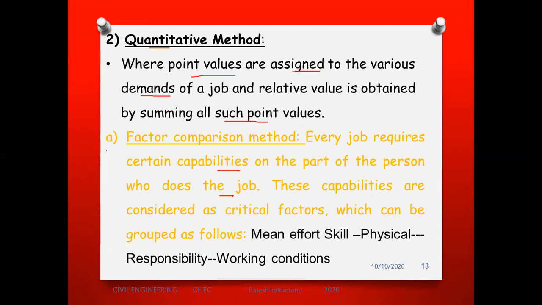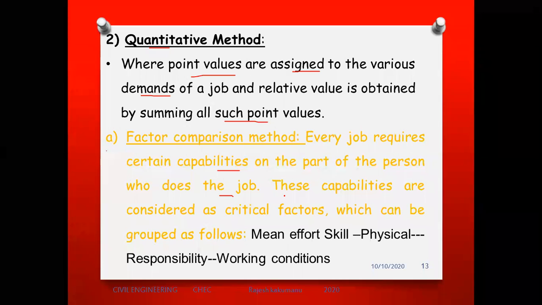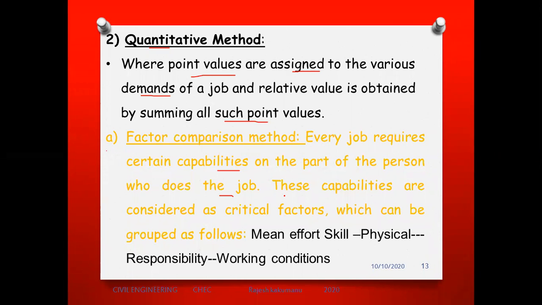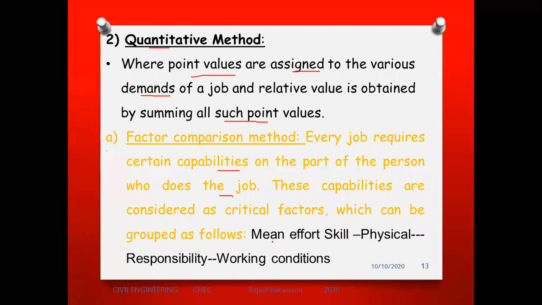So whenever you are doing any job, for example, if you see one driver, what is the duty of a driver? To drive a vehicle. One person will drive slowly, one person will drive fast, but the job is done. That depends upon the capability and the nature of a person, right? These qualities are considered as critical factors which can be grouped as mental effort, skill.